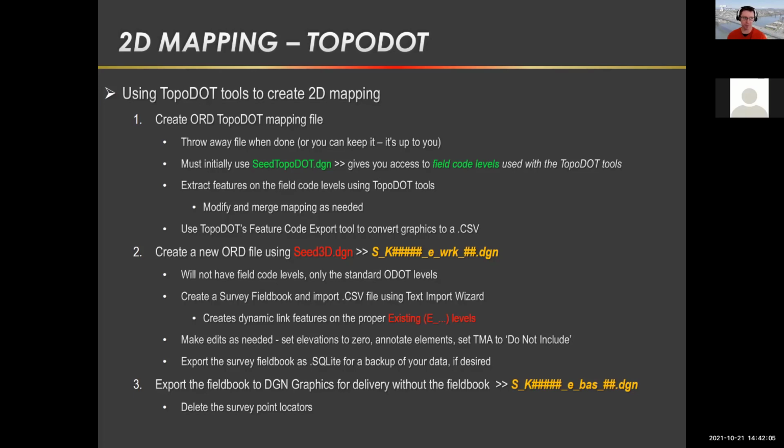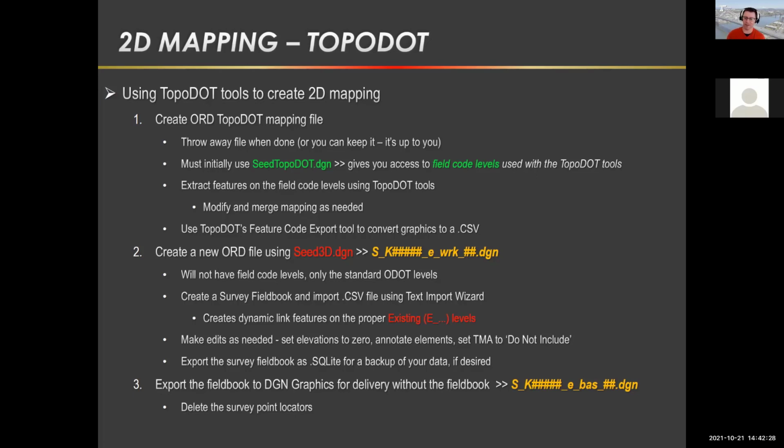And then if there's multiple people working on a project, you can merge all those graphics together into one model maybe. And then you're going to use the TopoDOT feature code export tool to convert all of those graphics that you've merged together, maybe modified in some way, to a CSV file.